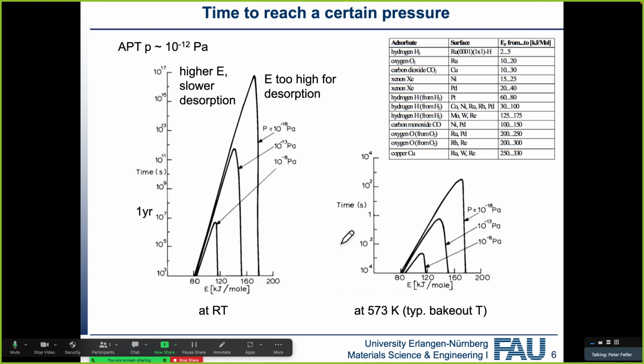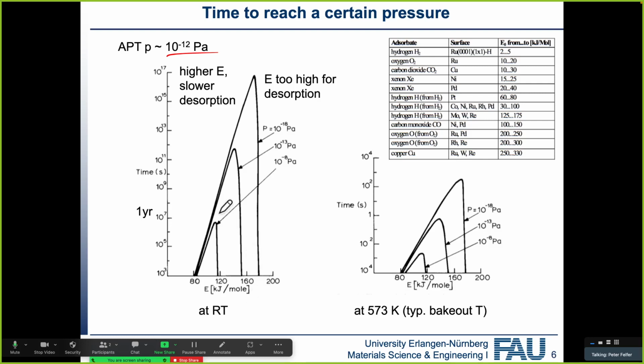Okay, and so the question for us is, how long does it take to get rid of them? Always remember, the adsorbed pressure is about 10 to the minus 12 pascals. And so how long would it take for molecules with a certain desorption energy to desorb from the surface?